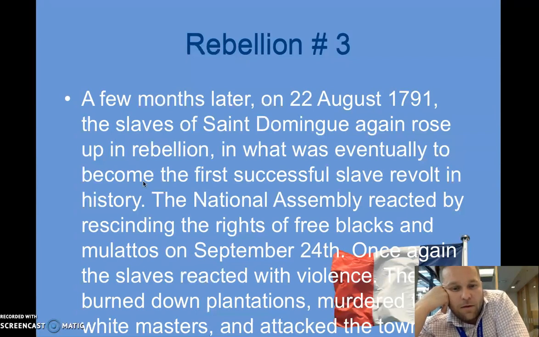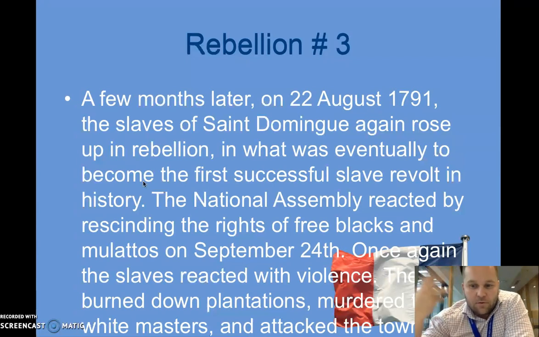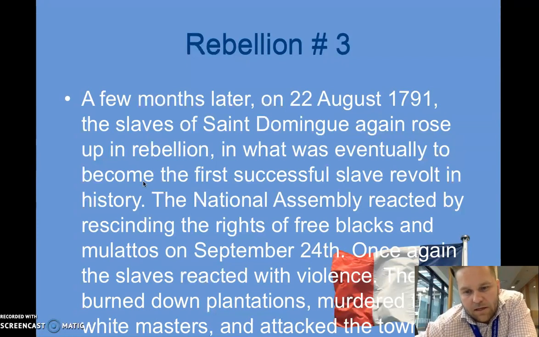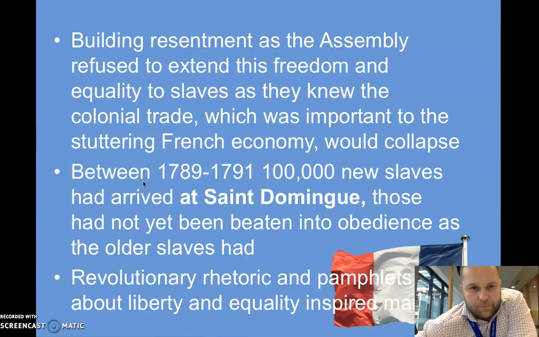Okay, and once again, the slaves respond to this with violence, a feature common to the French Revolution. Burn down plantations, they murder white masters, they attack the towns, they even attack freed slaves. And what caused it was resentment. So the Assembly refused to extend freedom and equality to slaves.